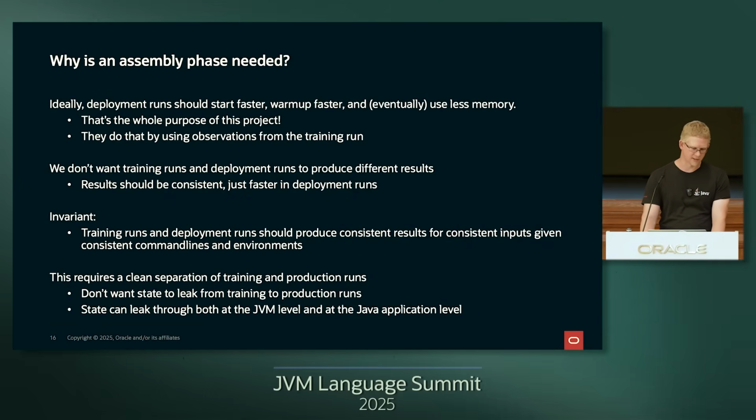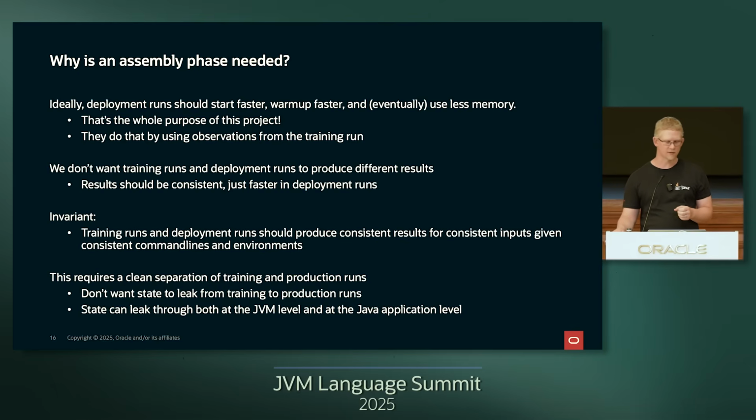So why is an assembly phase needed? The whole point of what we've been doing is to make things start up faster and warm up faster. But if we're not careful, we're going to end up with a world where we have changed the meaning of your program. So we want to take our observations from our training run and use them in our deployment run, but we don't want the deployment run and the training run to be intertwined in a way that changes what happens with your program. We want the results to be consistent, just get them faster.